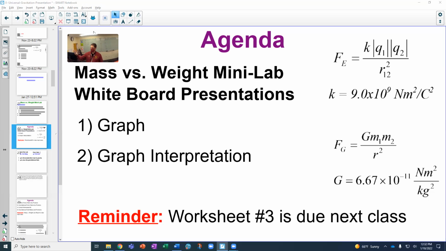Now, in terms of the interpretation of your graph, everyone was able to pretty clearly come up with the slope representing something to do with lowercase g, right? That gravitational field or acceleration due to gravity. And everybody was pretty clear that the intercept should be 0. When there's 0 mass, we should expect there to be 0 weight, since weight is how gravity impacts mass.